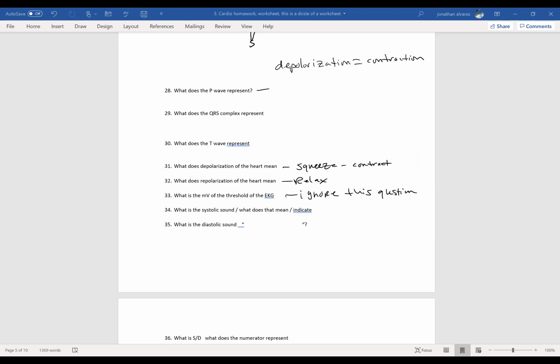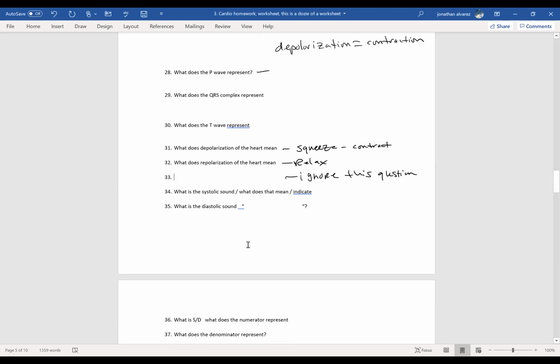All right, so ignore number 33. I'll take that out actually. When I was writing this review, since we were talking about muscle contraction, my mind went to skeletal muscle depolarization. But not for heart stuff, because that's a whole different concept that I don't want to get into.